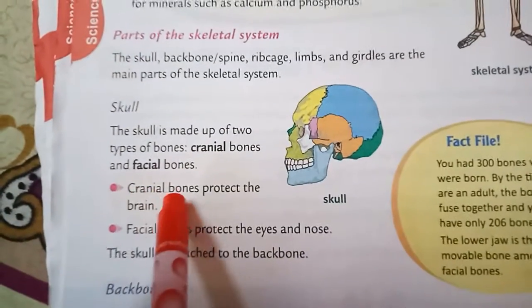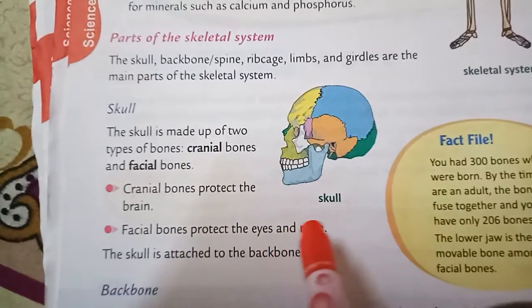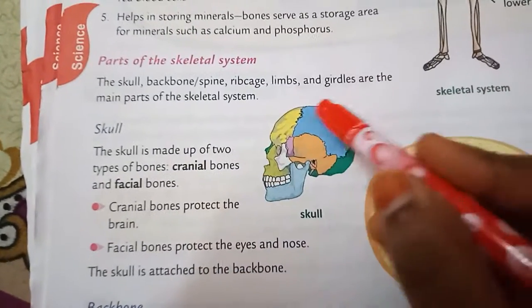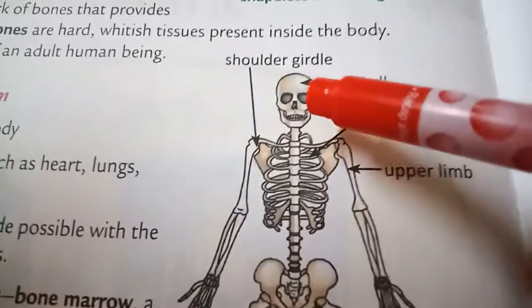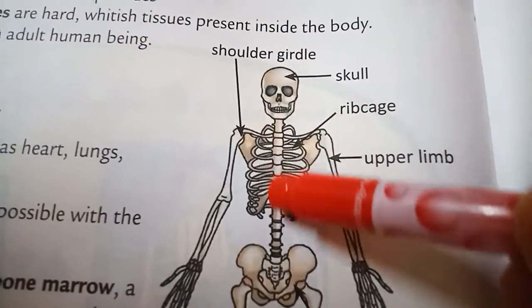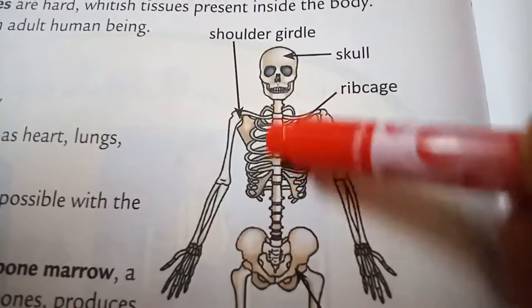See here, cranial bones protect the brain. Facial bones protect the eyes and nose. The skull is attached to the backbone. So this skull, from the back side, is attached to the backbone. See here, this is the skull. It is attached to the backbone. See, the center part is called the backbone.